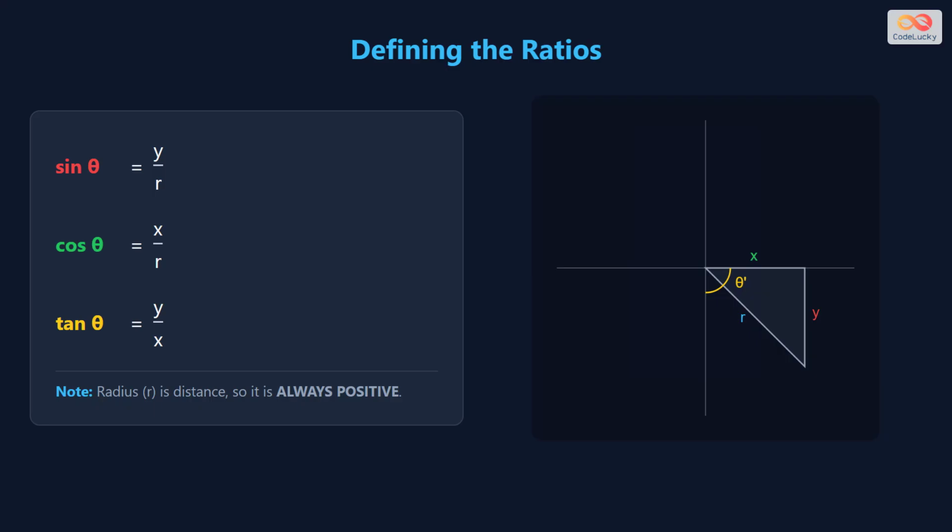Recall the definitions of our three main trigonometric functions based on a right triangle. Sine is y divided by r, cosine is x divided by r, tangent is y divided by x. Remember, the radius, r, represents distance from the origin, so it is always a positive number regardless of the quadrant.